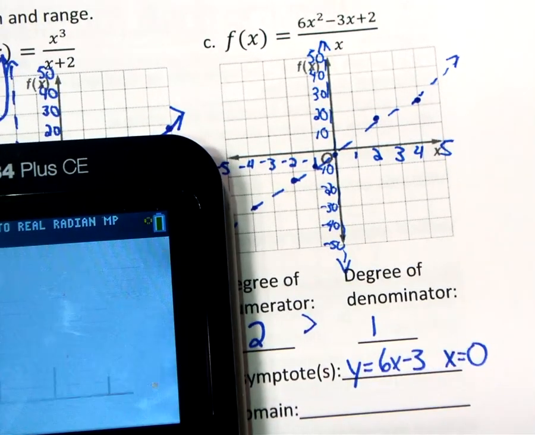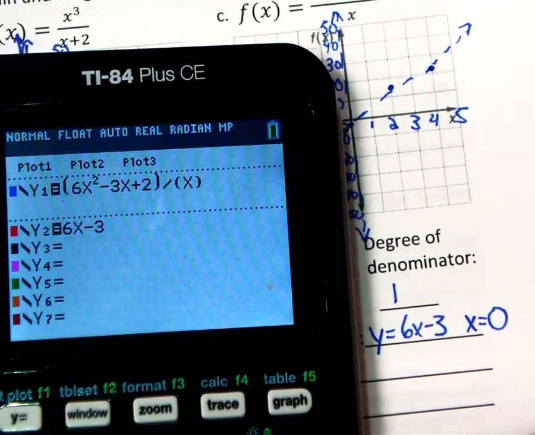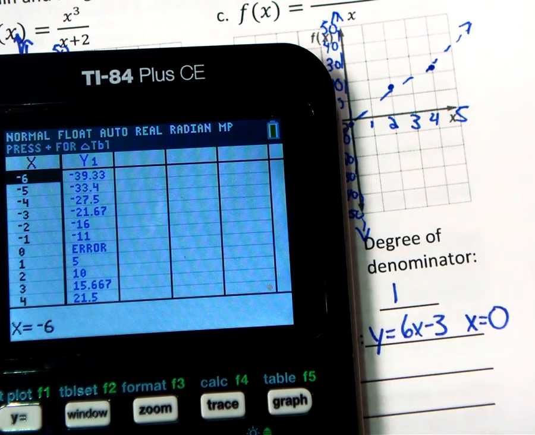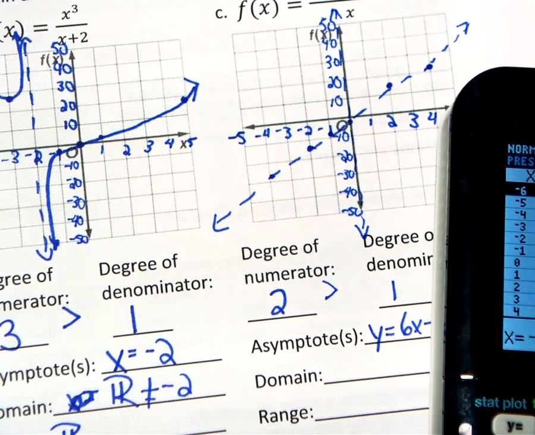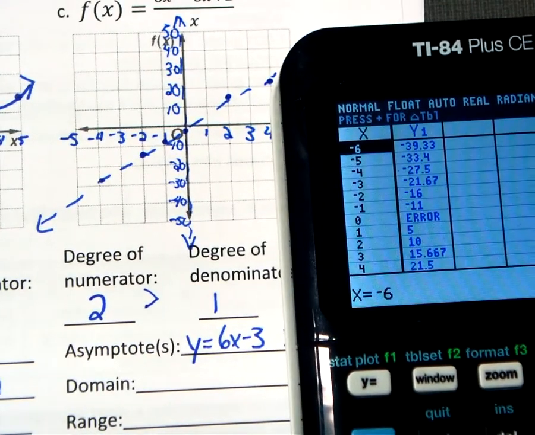So you can go back to your calculator and clear out our asymptote. So we need some points. We need some points to plot on there. So we're going to go to our y equals, or then go to our table. And we're going to plot some points on here. So at -6, we're at -39, which is kind of off our graph here.